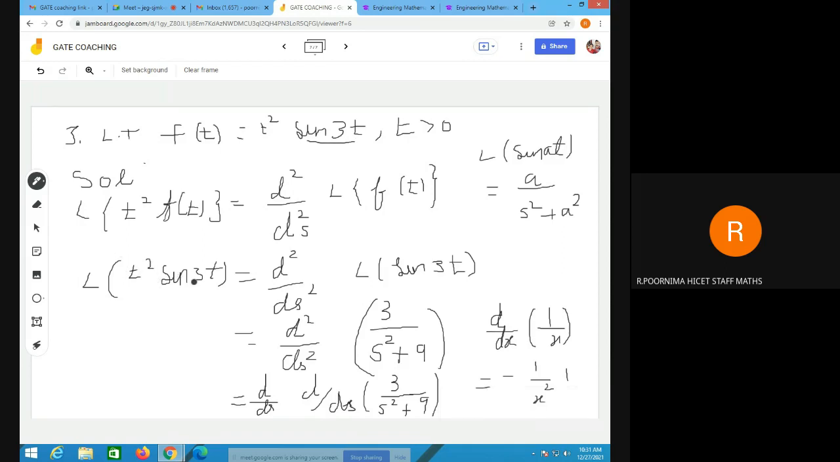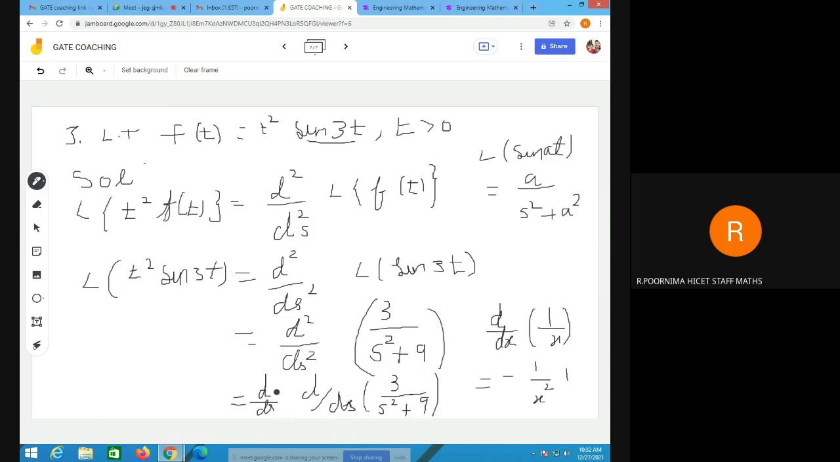So Laplace of t square sine 3t can be written as d square by ds square into Laplace of sine 3t. But Laplace of sine at is a by s square plus a square. That is a result of Laplace transform we studied already. So we are applying that result. Here in the place of a, we have 3. So we get 3 by s square plus 9. Now d square by ds square means differentiation twice with respect to the variable s.